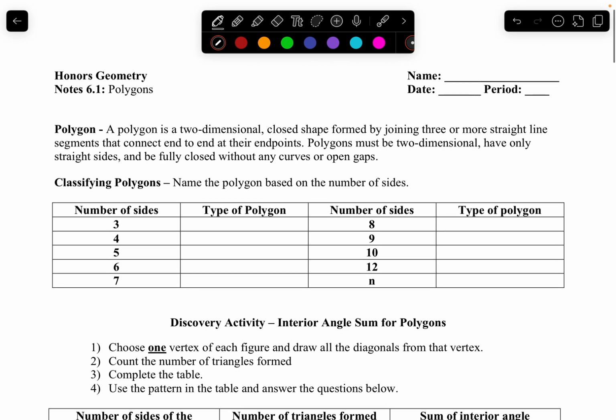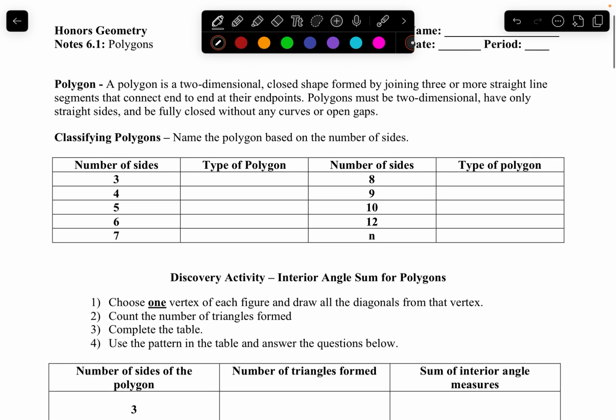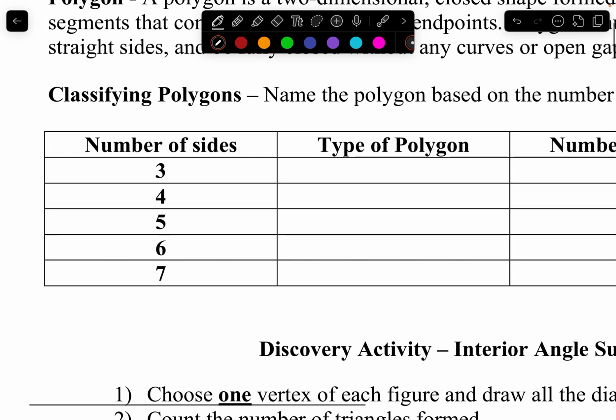One of the first things that we need to do is know the names of our different polygons. These are going to be really important for us because I need to be able to say, I need you to tell me the interior angle sum of a dodecagon, and you have to know how many sides a dodecagon has. So with that in mind, we're going to start naming the polygons based on the number of sides they have.